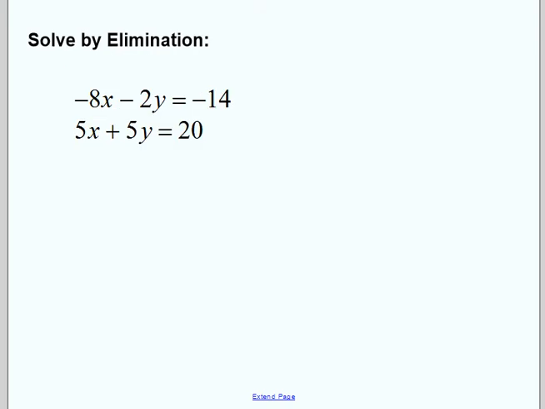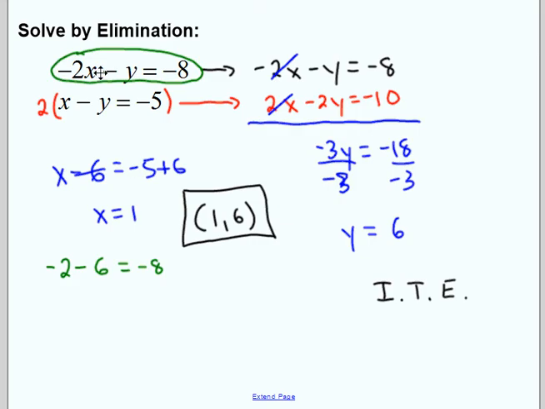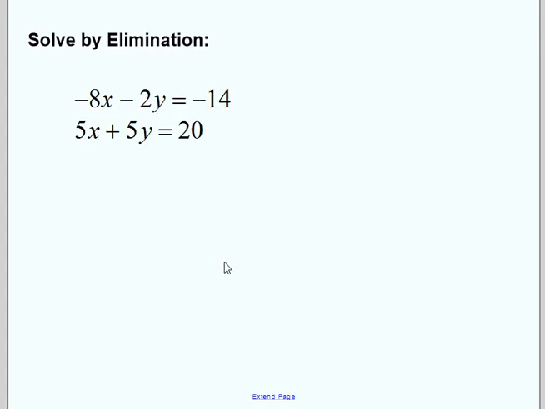Let's do another one. Let's solve this by elimination. Okay, now this one is a little bit different because, for example, in this first one, I had just plain y, so all I had to do is make one negative. Just had to manipulate one equation. This one, I had a -2x, so I just had to make this a positive 2x, so I only had to manipulate one equation. This one, it doesn't look like I can do it.